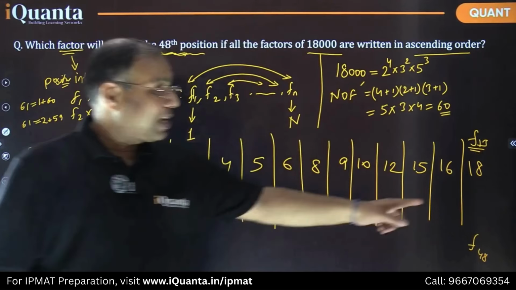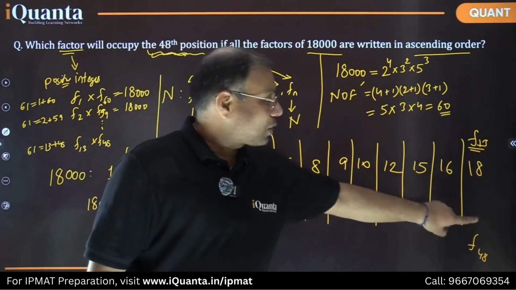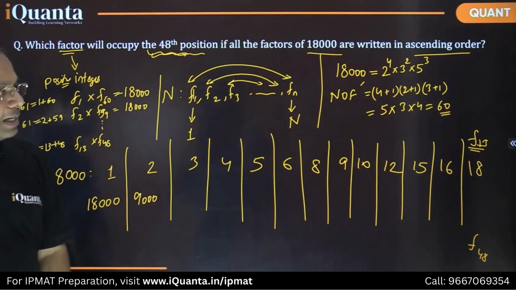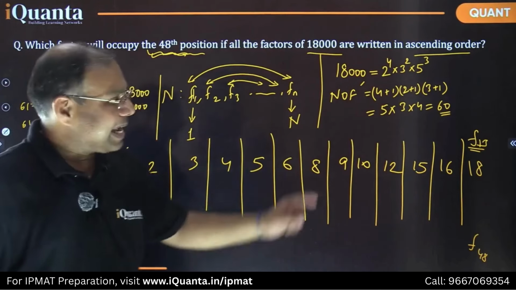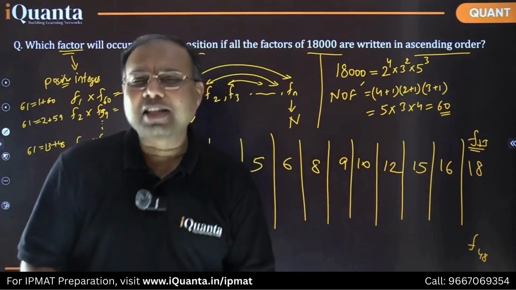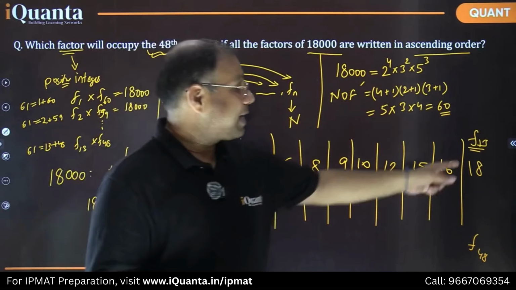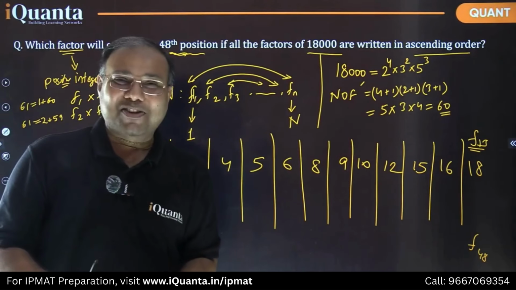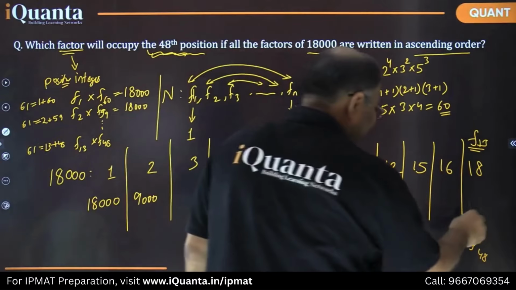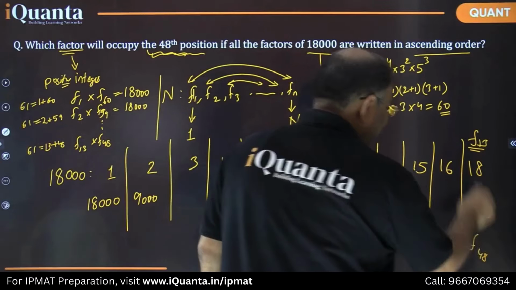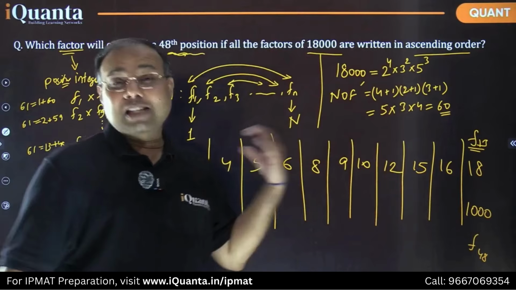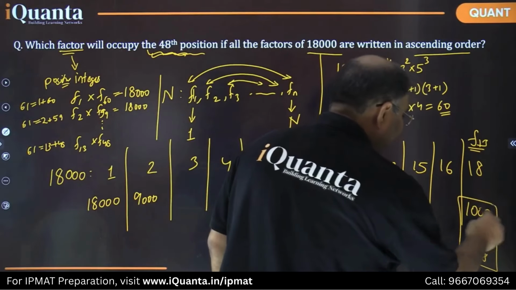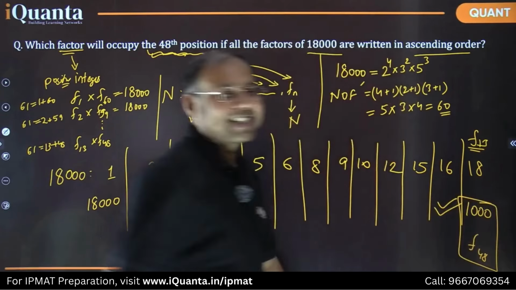Now how to identify this? We know that the product of these two numbers is going to be equal to 18,000, right? Now can you tell me what should be multiplied with 18? What number should be multiplied to 18 to get 18,000? It can't be simpler than this, right? It is simply 1,000, isn't it? So 18 times 1,000 comes out to be the number itself, 18,000. So the 48th factor which we are looking for actually is 1,000. That's it. So that's the answer.